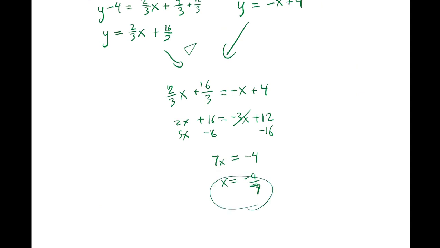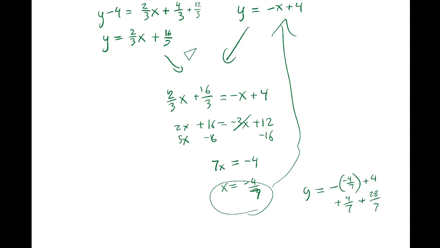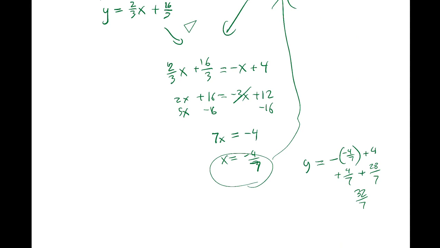Okay, and then we just plug that in. Again, I think the easiest one to plug it in for is right here. So we get y equals negative 4/7 plus 4. So that's positive 4/7 plus, and I'm going to convert this 4 into 28/7. And so we get 32/7. Whew, that is brutal. So that means the orthocenter, where the three altitudes meet, is at (negative 4/7, 32/7).